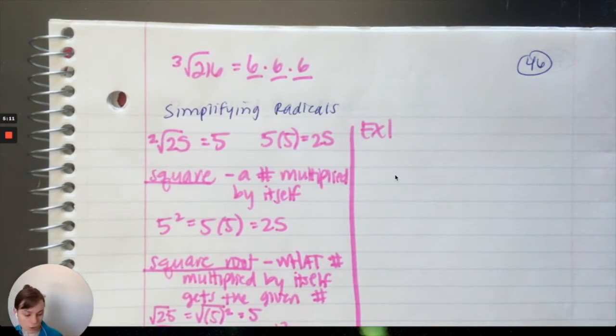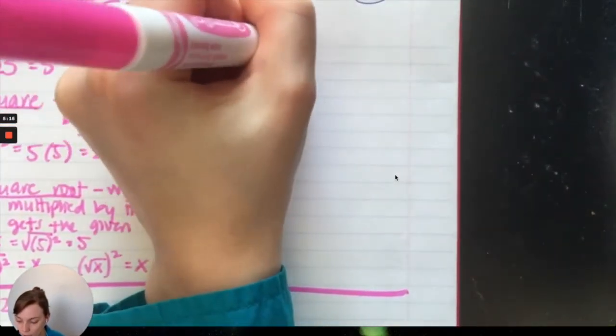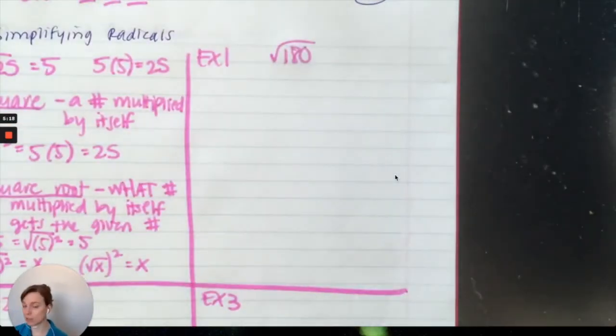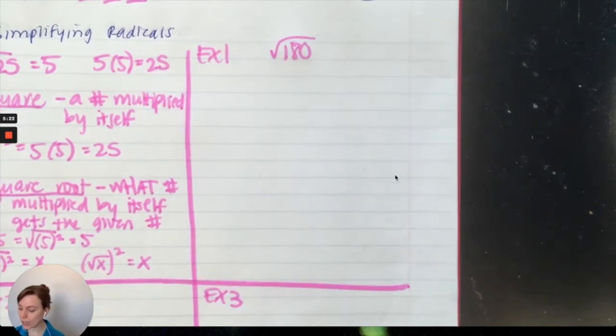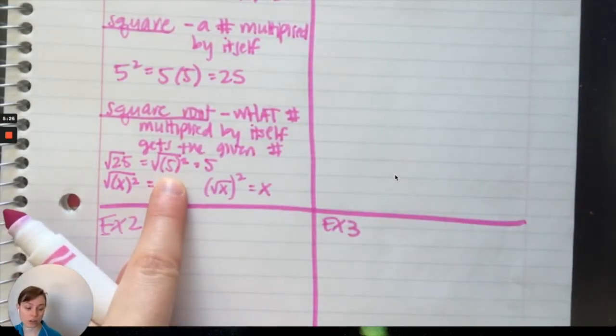All right, so example 1, we're going to simplify radicals. This is a radical because it has the radical sign. There is no index, so I'm assuming it is 2. And we can actually rewrite radicals like we did over here by breaking them down into their factors.